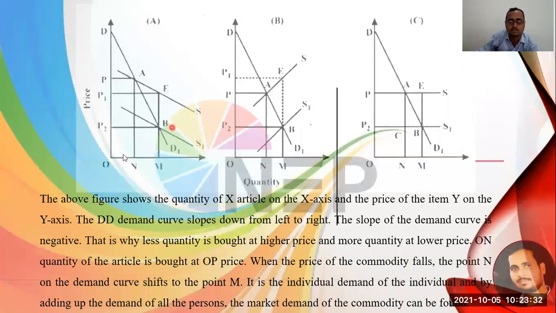In the initial stage, students, if the price is OP, then the demand is OM. And when the price decreases from OP to OP1, the demand increases from OM to OM1. It means that due to the decrease in the price of the commodity, the demand also increases. See here, the price decreases and the demand increases.